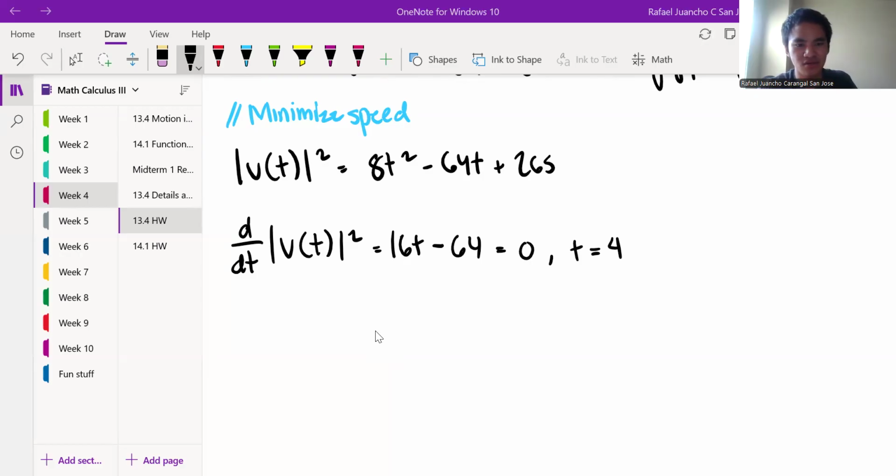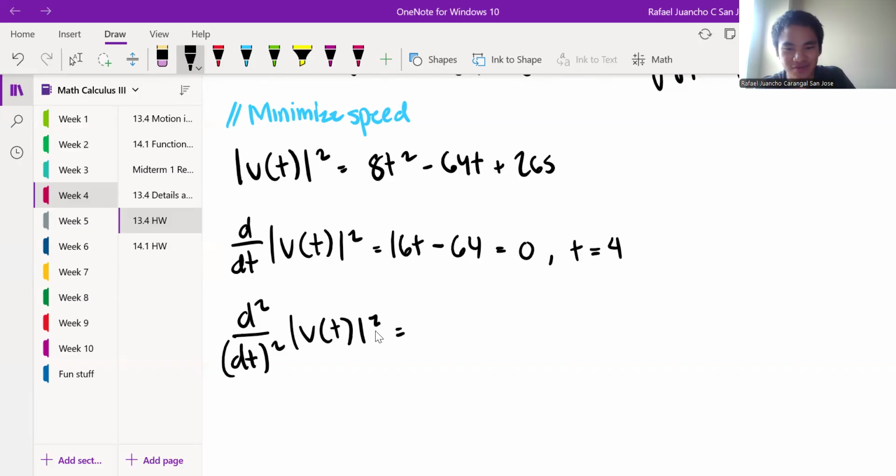And then from there, we take its second derivative. I'm pretty sure there was a way to write this, I just forgot how to do it. How was it written again? I think it was like this, and then like that. So the second derivative of this thing, well, we just take its derivative again. We get 16, which is greater than 0.